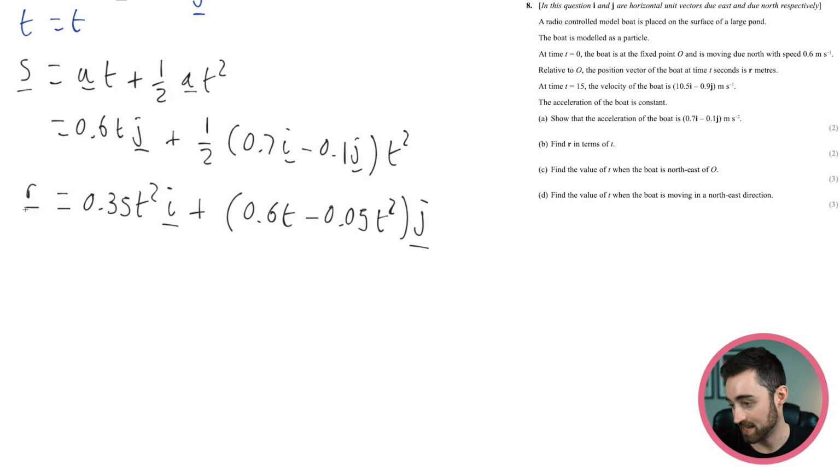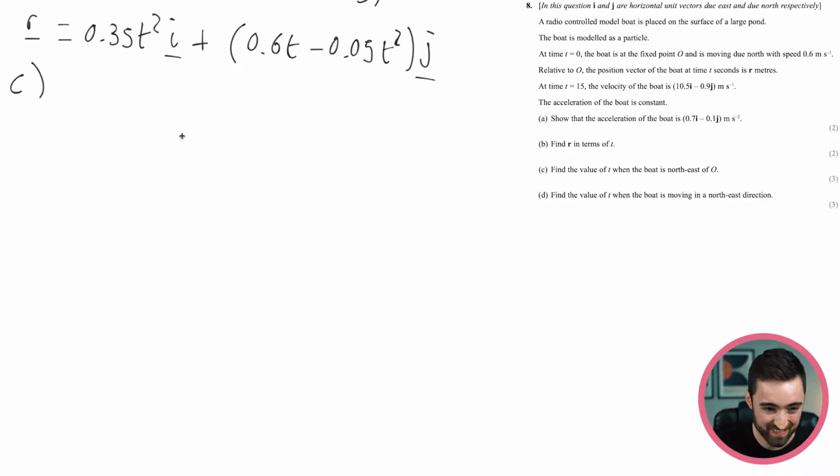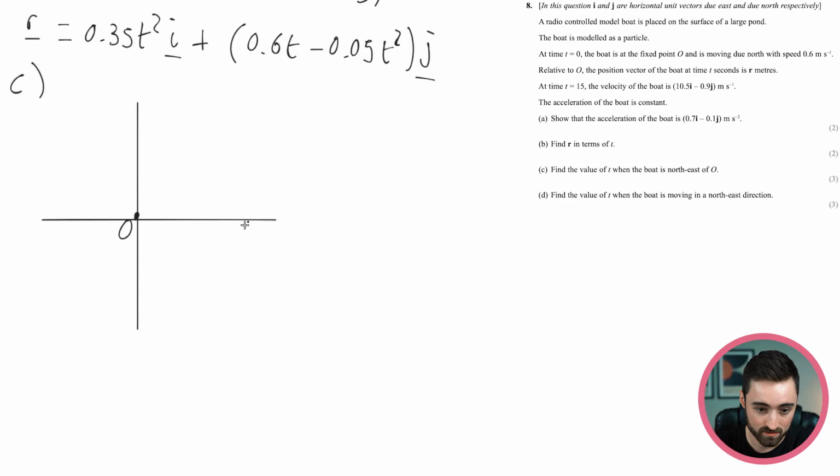Find the value of t when the boat is northeast of O. All right. Northeast of O. It's compass time, orienteering time, mate. Okay, so O is here, isn't it? It's my origin. Northeast, right? So never eat shredded wheat. Sure, you can think of other ways to remember that. I will let your imagination run wild.